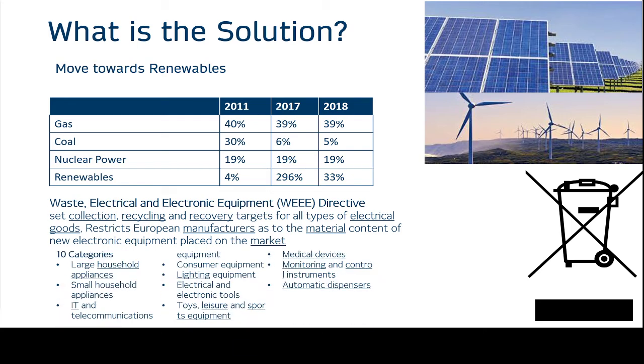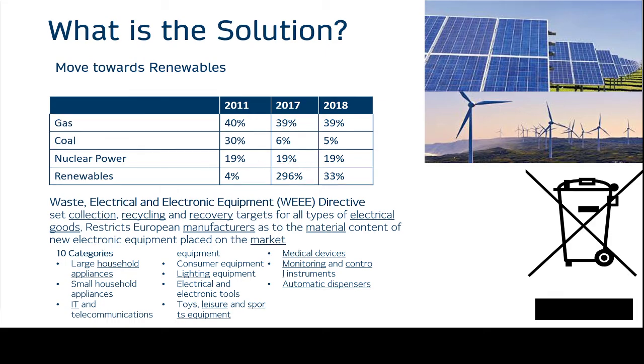10 categories are there, so you get large household appliances, small household appliances, IT, telecommunications, consumer equipment, lighting and electrical and electronic goods, toys, leisure and sporting equipment, medical devices, monitoring and control instruments, and automatic dispensers. So there's a lot of different categories that are covered by that, and you can do a bit of research into this if you want to include it as part of your evidence, but the gist of it is that there are regulations about manufacturers being responsible for their equipment after it's been sold, at the end of its life cycle.